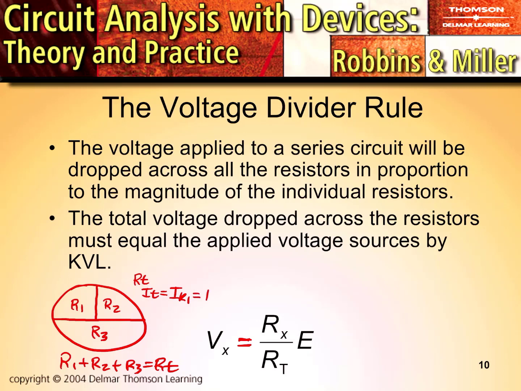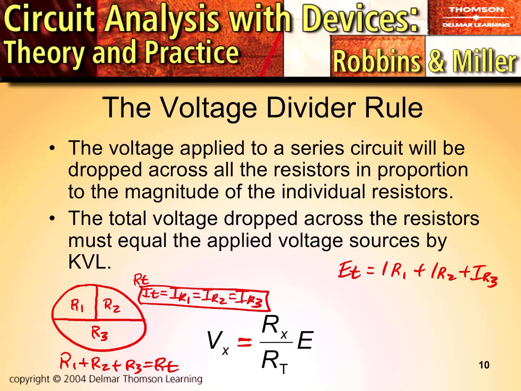IR1 equals IR2 and equals IR3. Based on the fact that current is all the same and that the voltage drops give you a V total value or an E total value, E total equals IR1 plus IR2 plus IR3 as the voltage drops. This is Kirchhoff's voltage law.